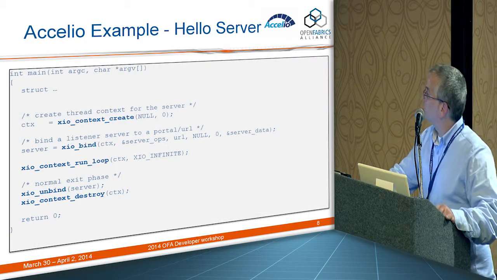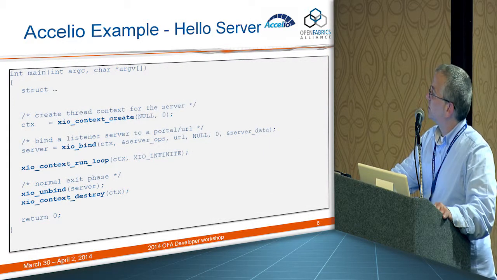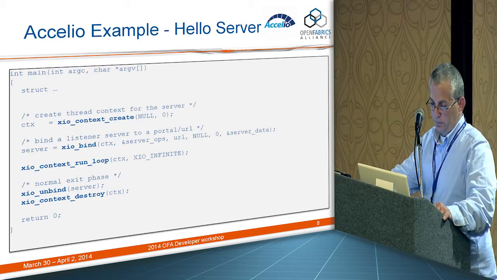So let's see what's going on on the server side. On the server side, again, you are creating a context. Again, context is designating the thread context, which on the server provides the dispatcher event loop.